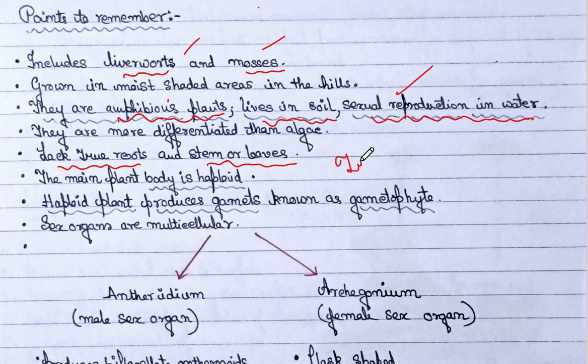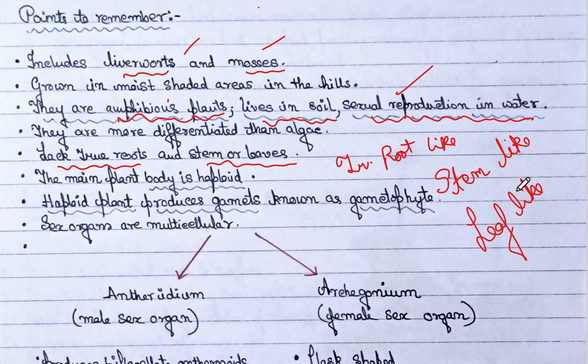So we say that they have root-like, stem-like and leaf-like structures. They lack true roots, stems or leaves. Now comes a very interesting point, that the main body of the plant is haploid, that is N. The main body of the plant is haploid, unlike the higher trees which we generally see.